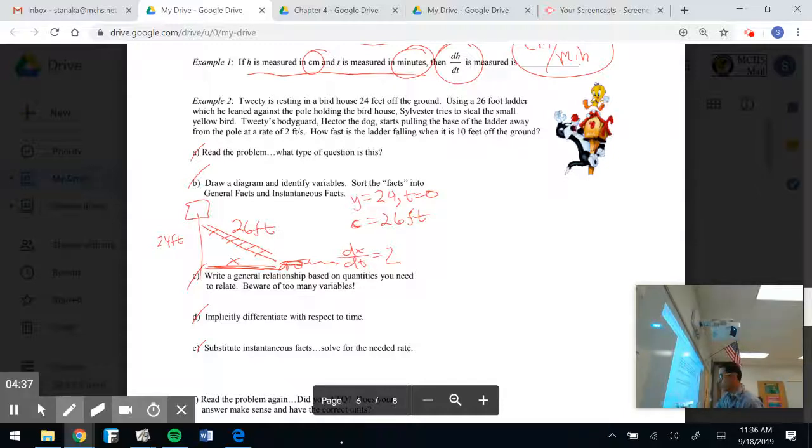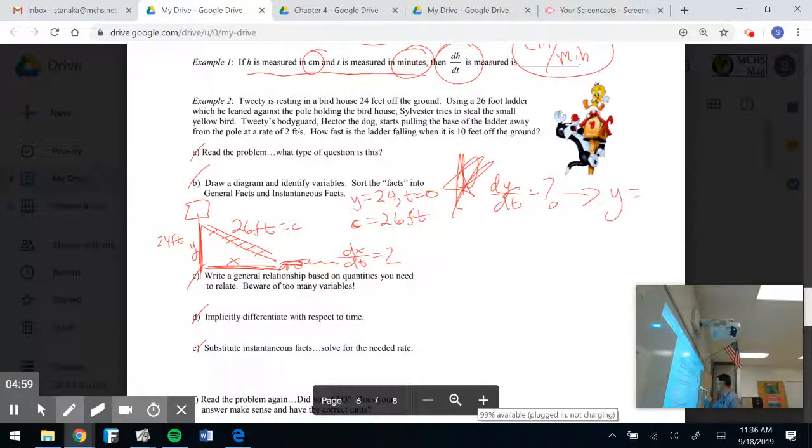Well, we called 24 y, so it's asking me, I'm going to put a little star. It's asking me to find dy/dt, right? Because they're asking me how fast that ladder is falling down the wall. And we called that y earlier. We called this c earlier. Okay, and they're asking me what's dy/dt when y is equal to 10. So I like to put a star at what I'm trying to find in terms of a rate. And I like to write down the moment in question, we call it, when the ladder is 10 feet off.